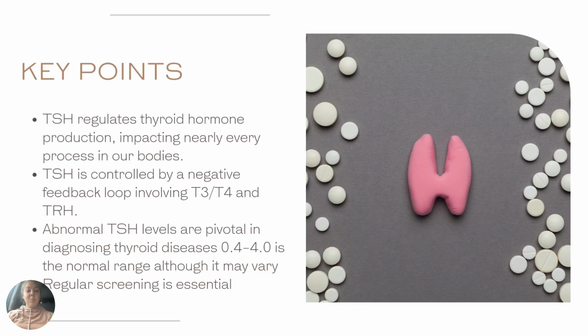All right, so some key points to take away today are that the hormone TSH regulates thyroid hormone production, impacting nearly every process in our bodies. TSH is controlled by the negative feedback loop involving T3, T4, and TRH. Abnormal levels are pivotal in diagnosing our thyroid diseases. So think anything below 0.4 or above 4 is generally where you're going to want to really talk to your doctor to find out what's going on.